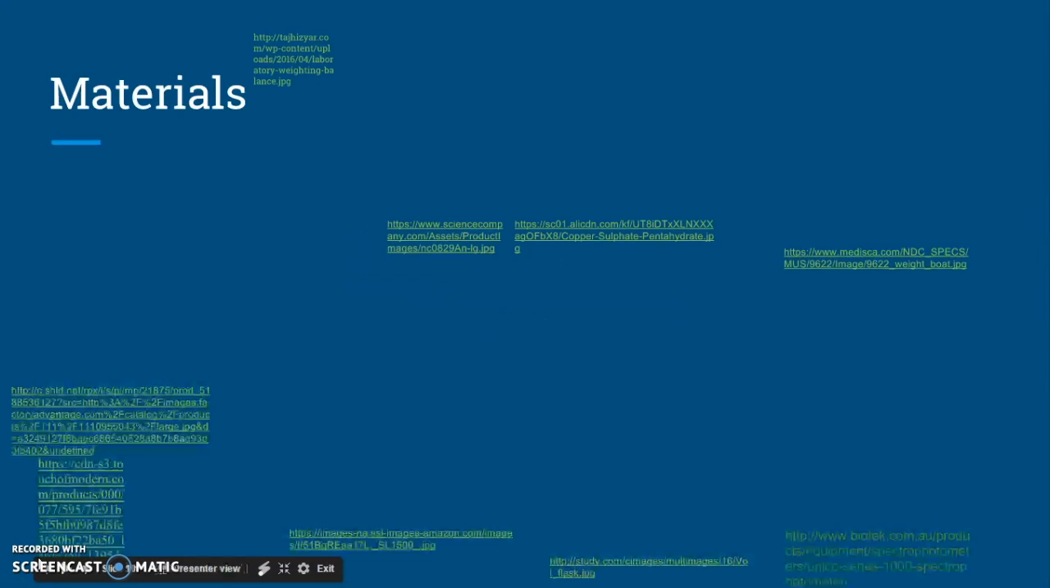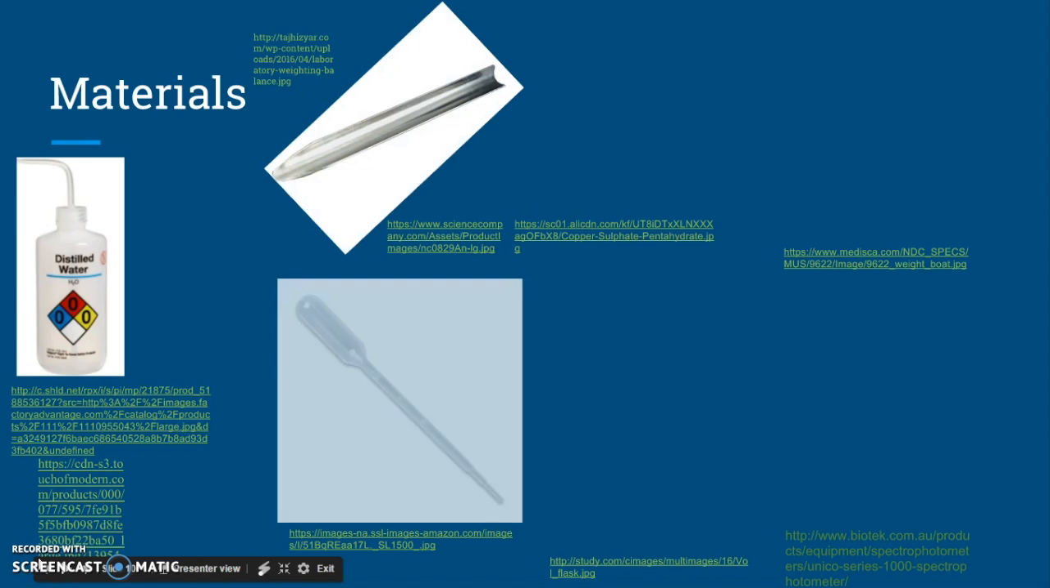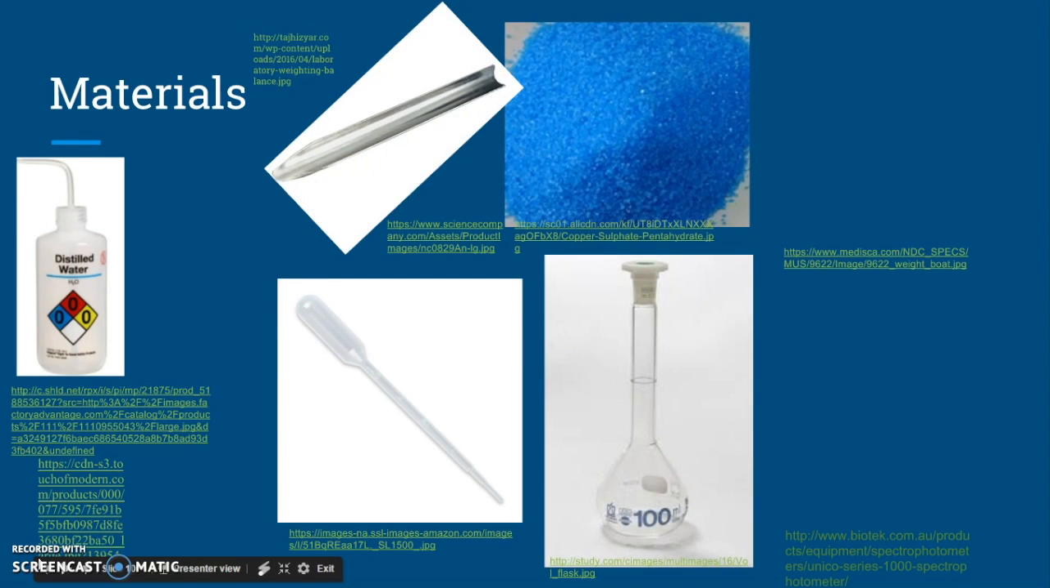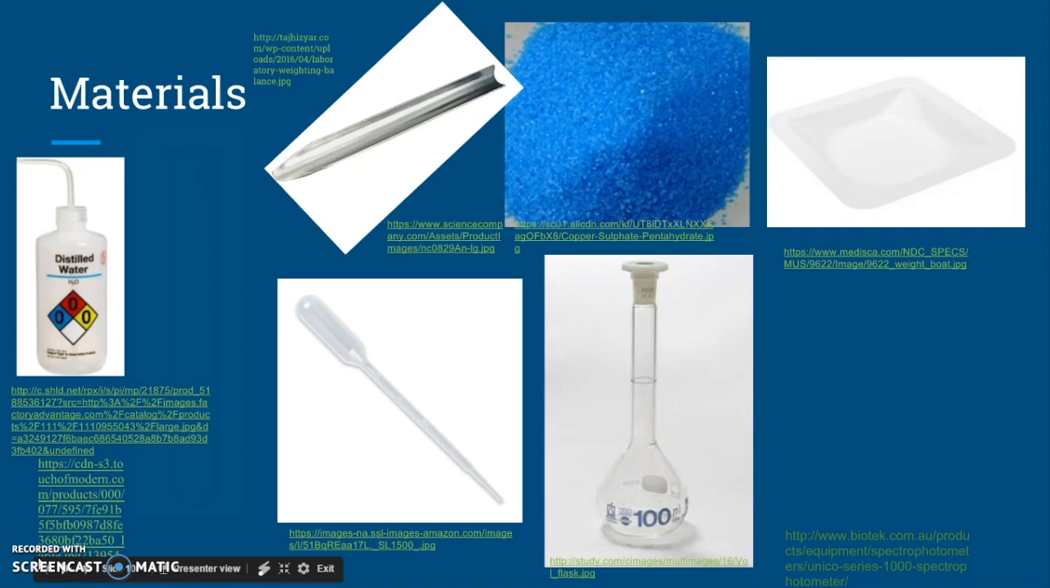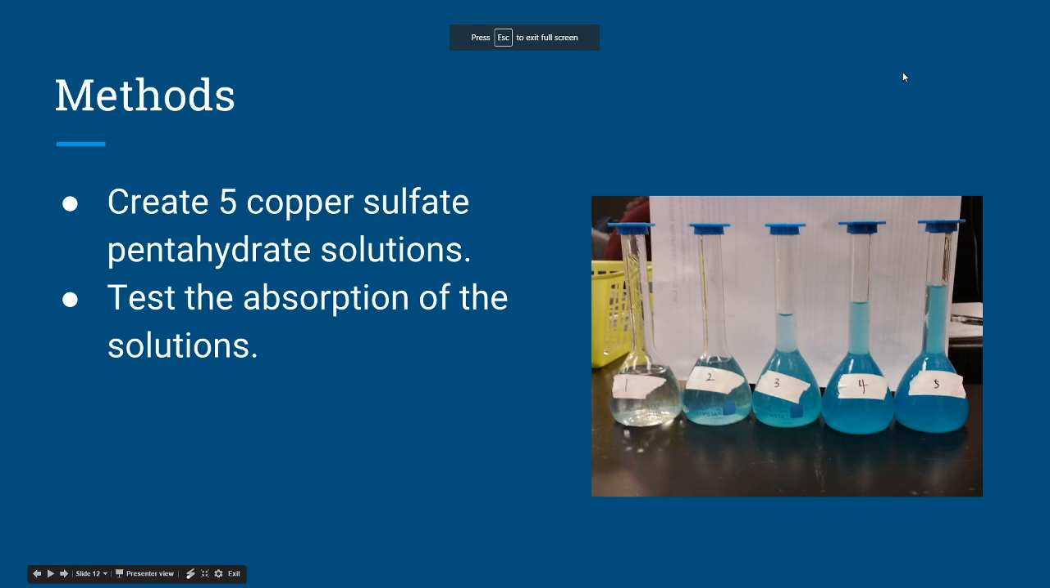Materials needed for this lab includes distilled water, a spatula, pipettes, copper 2 sulfate pentahydrate, 5 volumetric flasks, weighing boats, a test tube, a spectrophotometer, and a scale.